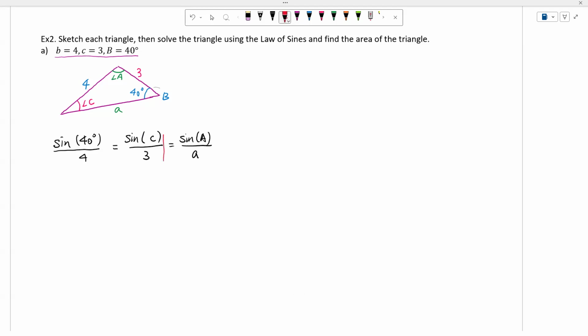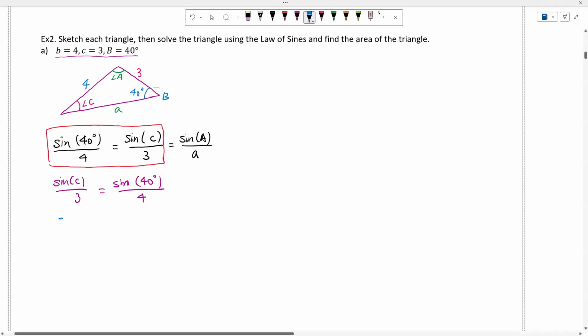Then, of course, first we would like to use this equation right here to help us find the angle C first, right? So if this is the case, then maybe we could use sine of C over 3 equal to sine of 40 degrees over 4. And then sine of C equals 3 times sine of 40 degrees divided by 4.